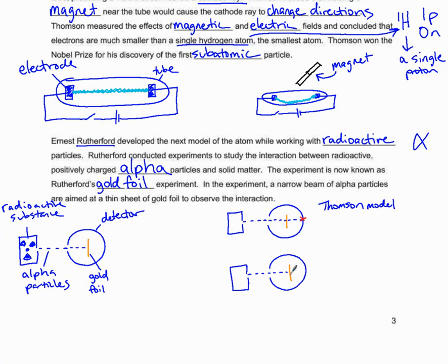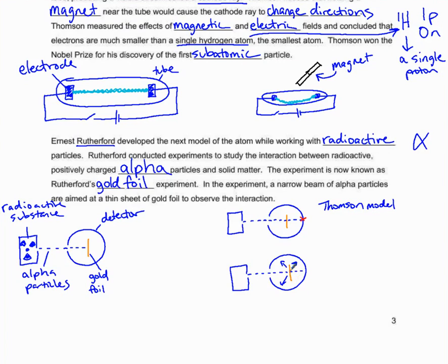This is what actually happened. Most of them were going through just like they expected. But then they had some things they weren't expecting. Some of them were shooting off in this direction. Some of them were shooting off in this direction. Some of them were kind of bending off, and they're all going in different places.